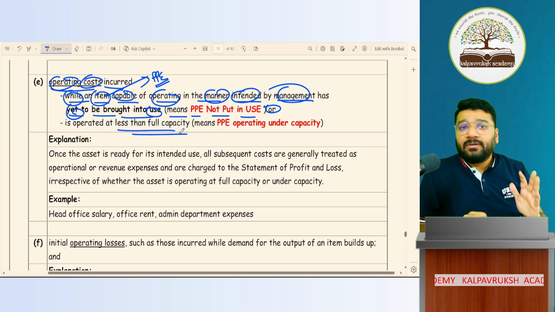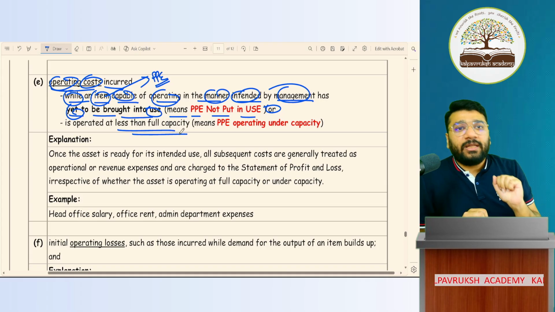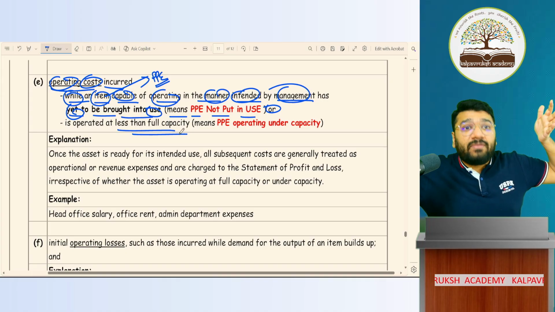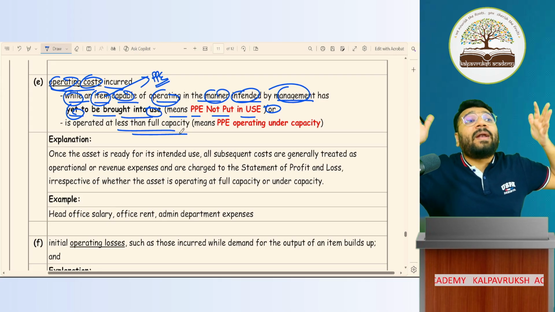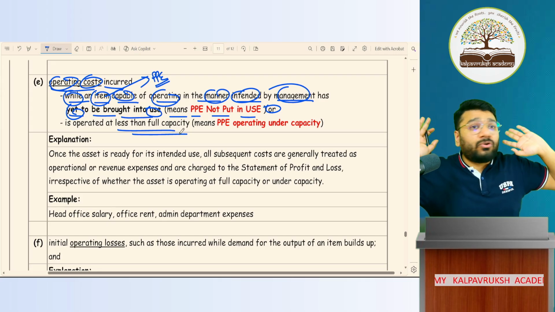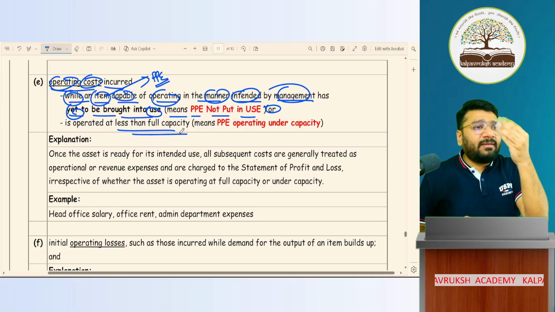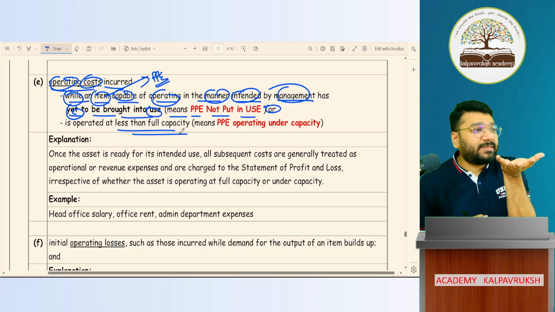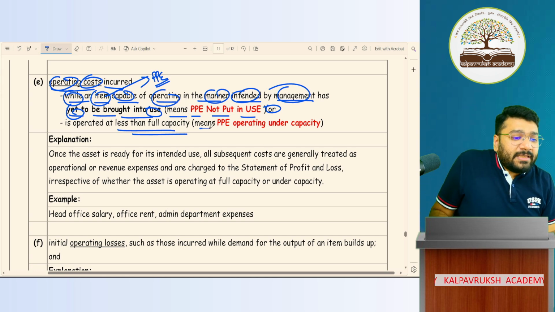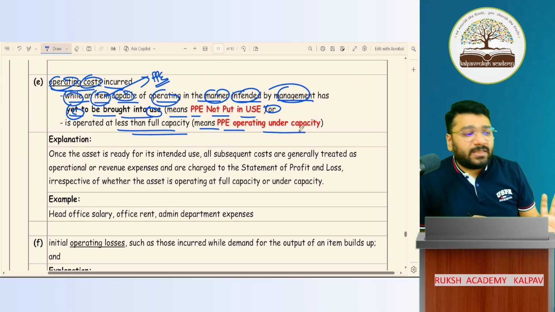A machine can give me 1,000 chocolates, but right now I'm producing only 200 chocolates. If the machine is running for 24 hours a day, I can manufacture 10,000 chocolates. Now I'm only manufacturing 100, 200, 300 chocolates. I'm running only for a few hours, so the asset is not running at full capacity. Got it, not got it? It means PPE is operating under its original capacity, under capacity in the manufacture.